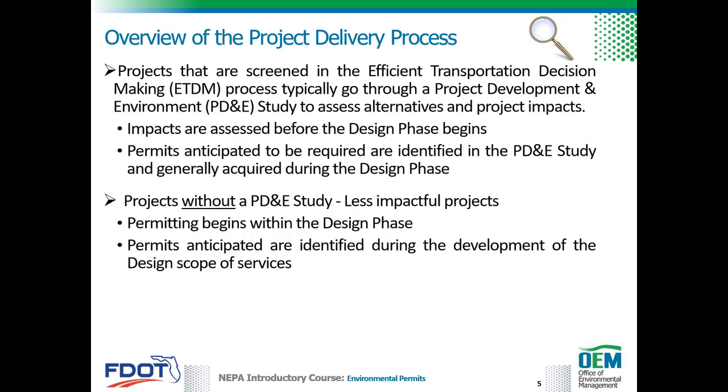Projects that are screened in the Efficient Transportation Decision-Making, or ETDM process, typically go through a PD&E study to assess alternatives and project impacts before the design phase. Permits anticipated to be needed are identified in the environmental document, as well as the technical documents such as a natural resources evaluation or cultural resource assessment survey, and are generally acquired during the design phase. While less impactful projects without a PD&E study can begin with the design phase, the required permits are identified during the development of the design scope of services.